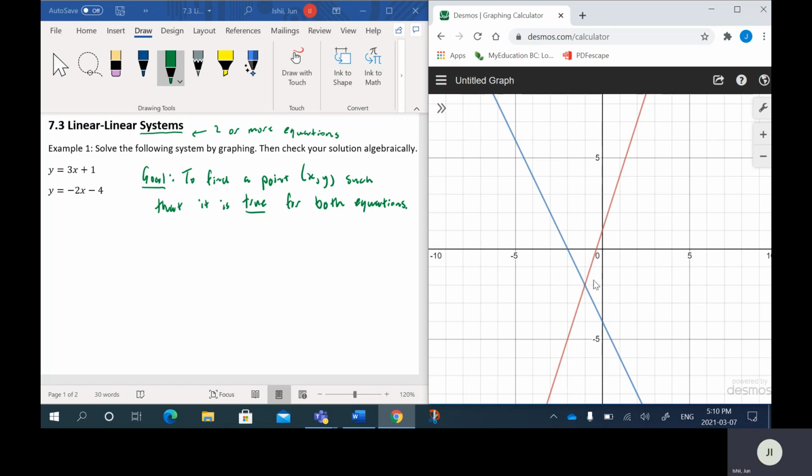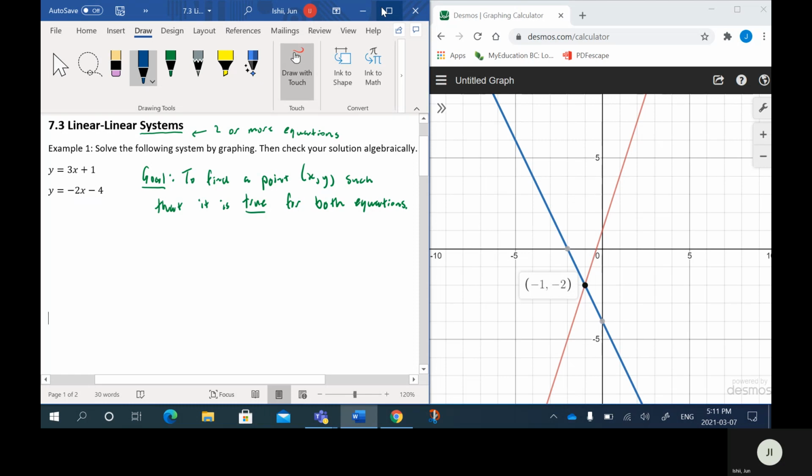The red line has a positive slope, so I believe that's y equals 3x plus 1, and the blue line has a negative slope, so that one's y equals negative 2x minus 4. So it's pretty straightforward. Wherever these two lines cross is your solution. I'm just going to click on Desmos here, and Desmos says these two lines cross at (-1, -2). So that's your answer. It's that simple. So the solution, the answer, once we graph it, is at the point (-1, -2).